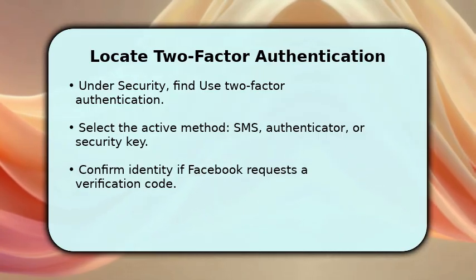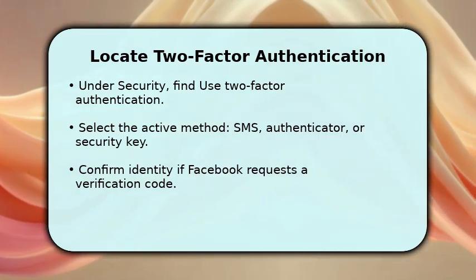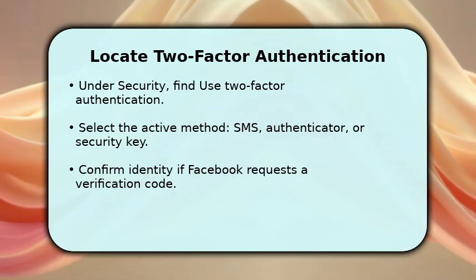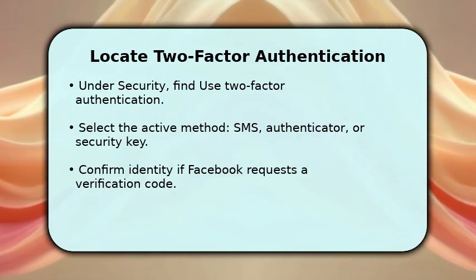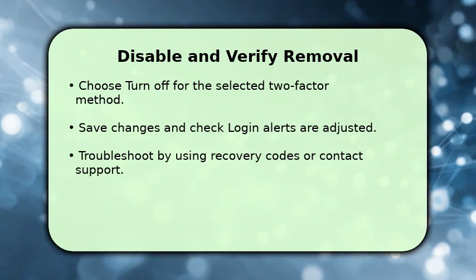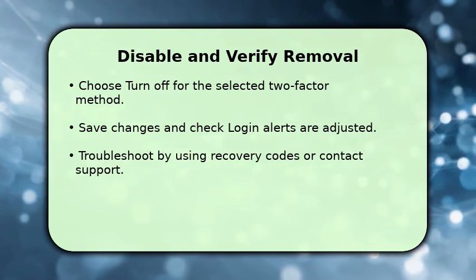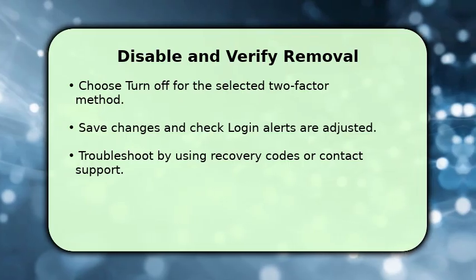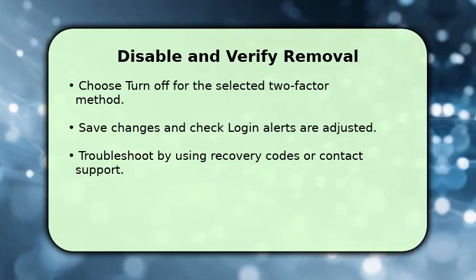Once confirmed, the option to disable will become available. You can now choose Turn Off for the selected two-factor method and confirm the action. Facebook will warn you about reduced security. After disabling, make sure to save changes and verify you can log in normally without a secondary code.